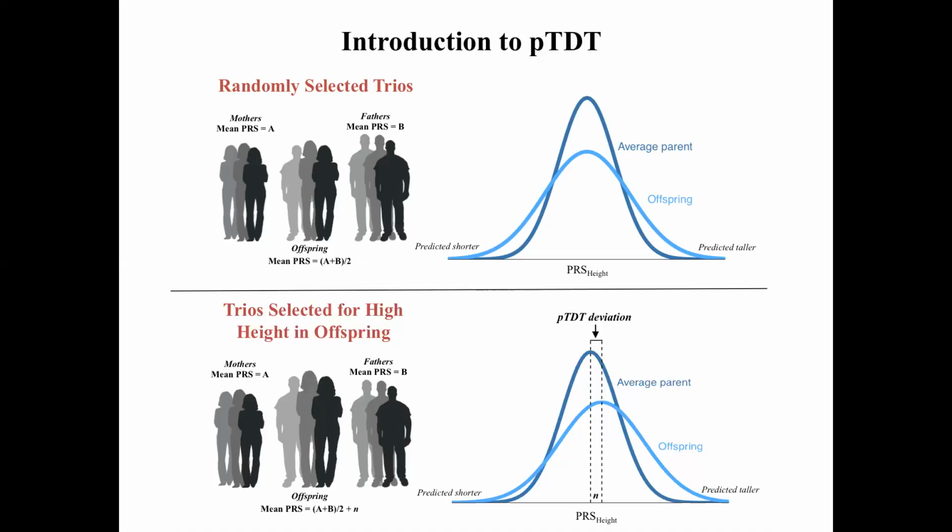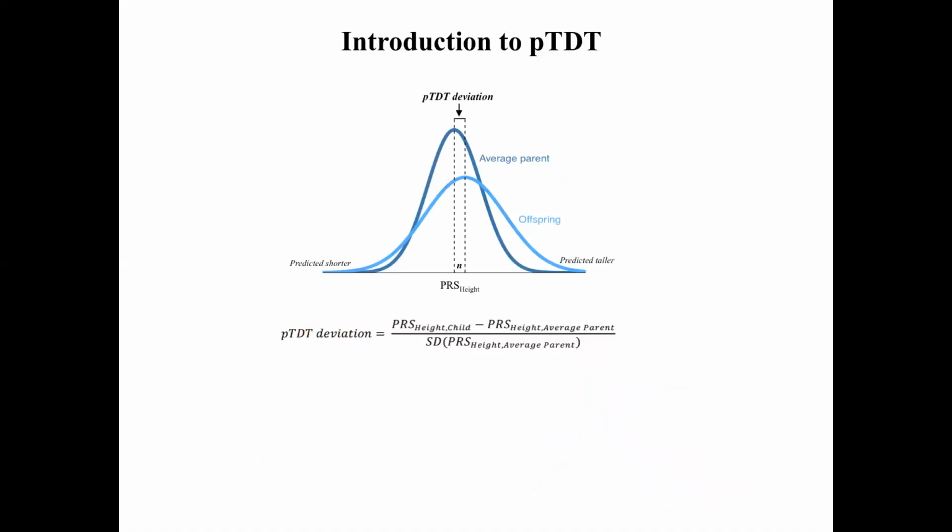Not particularly surprising, as you would expect that if you are ascertaining a cohort for tall kids, they would on average have higher polygenic risk for height. And it's this framework that we can take into any ascertained cohort, such as I'll show shortly in autism. So how do we quantify this? Well, on an individual family level, we calculate the PTDT deviation as the amount that the child's polygenic risk exceeds the average polygenic risk of the parents.